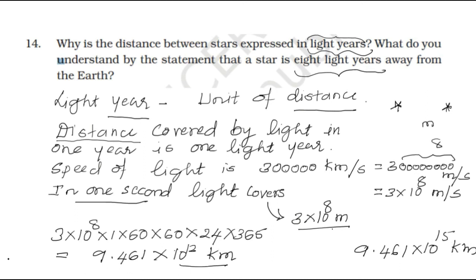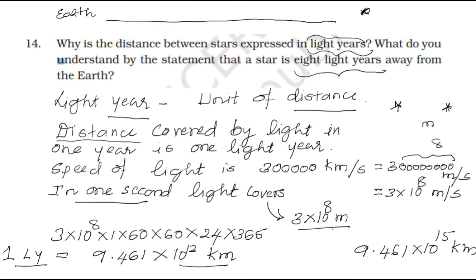So please remember 1 light year, in short I am writing here, is equal to 9.461 into 10 raised to 12 kilometers. Okay, what does it mean? It means that suppose if there is a star away from us, let us suppose, okay, so this is the Earth, and distance between that star and Earth is, let's say, 1 light year. What does it mean? It means that the distance between Earth and that star is 9.461 into 10 raised to 12 kilometers.